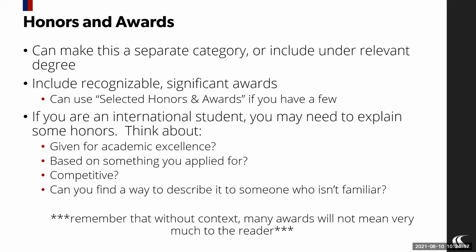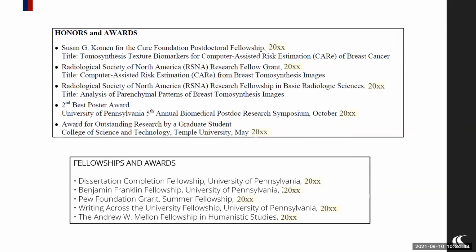And so you need to think a little bit about why this award was given. Did you apply for it? How competitive was it? And is there some way that you can briefly describe it to someone who isn't familiar? Because the important thing to keep in mind is that without context, many awards don't really mean very much to the reader. If you have an R01 grant, okay, people know what that is, but other kinds of honors and awards, they may not be aware of what the importance is. Here are two ways that I've seen people list theirs. Again, these are real CV examples of how people have listed theirs. So that'll give you an idea.